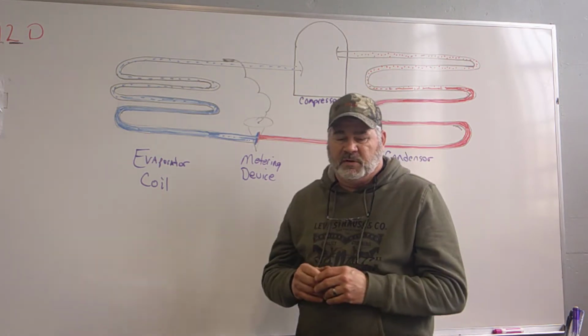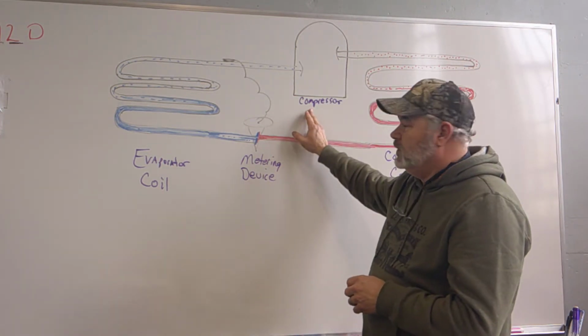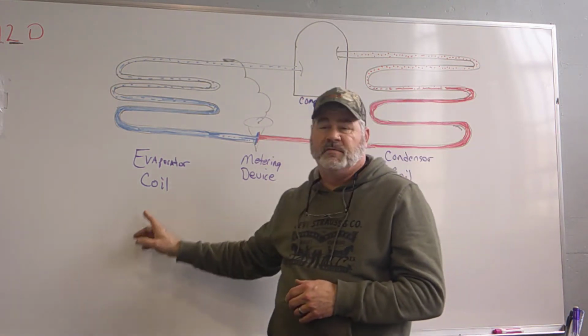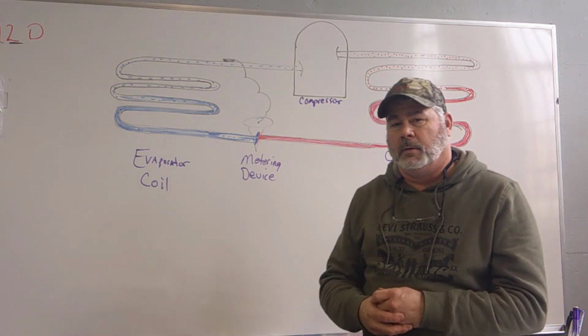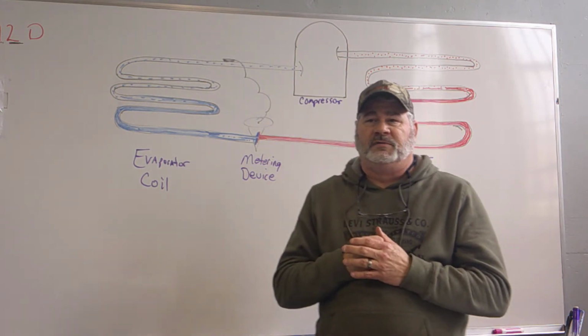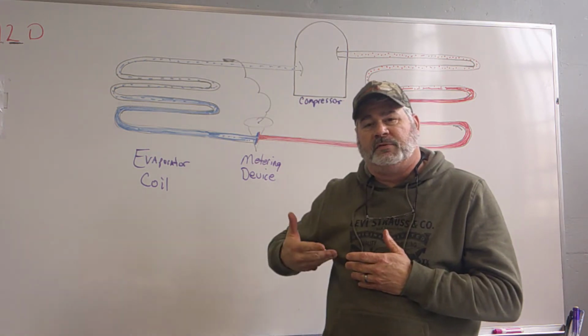The four main components of the system would be the compressor, the condenser coil, the metering device, and the evaporator coil. And we're going to take it in that order. The purpose of the compressor is to compress the refrigerant inside the system and pump Freon throughout the system.